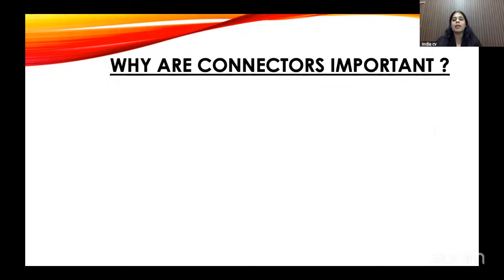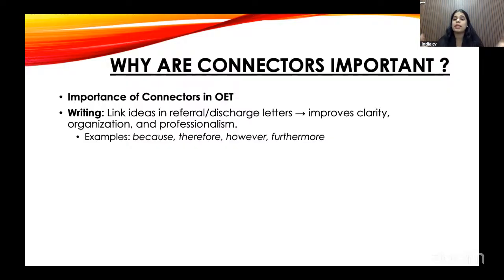Now, why are connectors very important? Connectors are important in your writing because they are able to show you how you can join things. Especially if you have a referral letter or a discharge letter where you have to cite multiple things, then you are able to use words like because or therefore, however, furthermore. This will improve your clarity, your organization, and it also shows that you're able to construct sentences professionally.